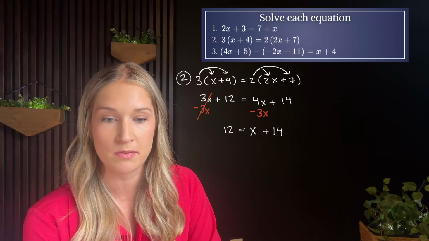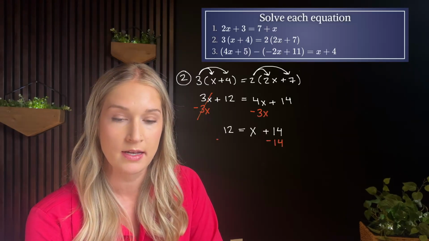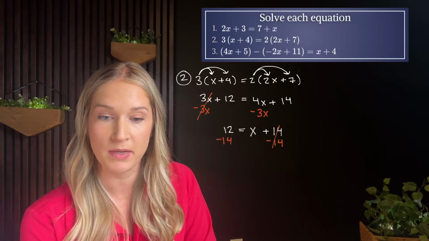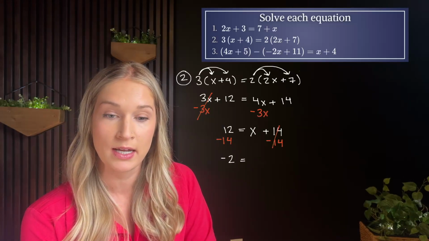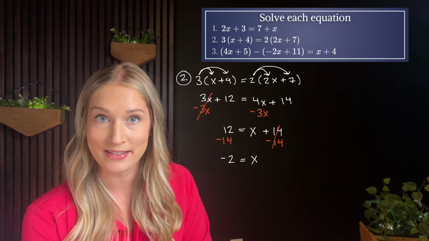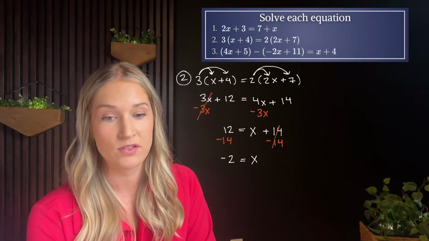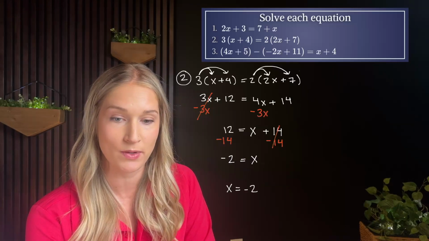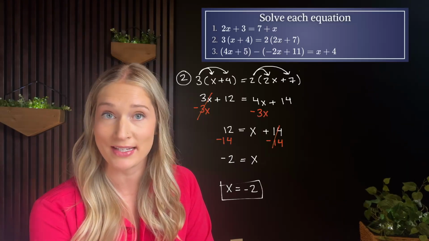Now I have my variables all together on the right, so I need everything else over on the left. So let me subtract my 14, moving it over to the left-hand side. I simplify on the left. 12 minus 14 is negative 2 equals just x. Now, if I rearrange this and just flip the whole thing over, I have x is equal to negative 2, and that is it for our second equation.